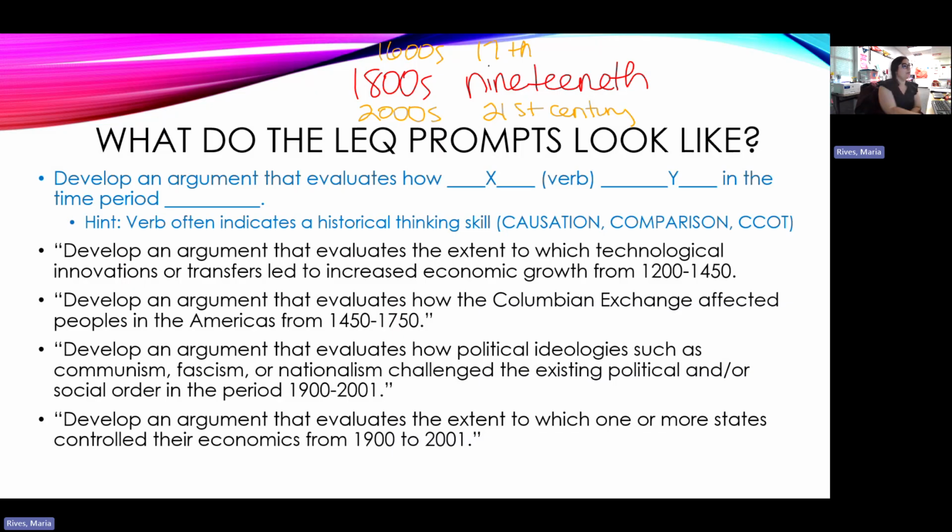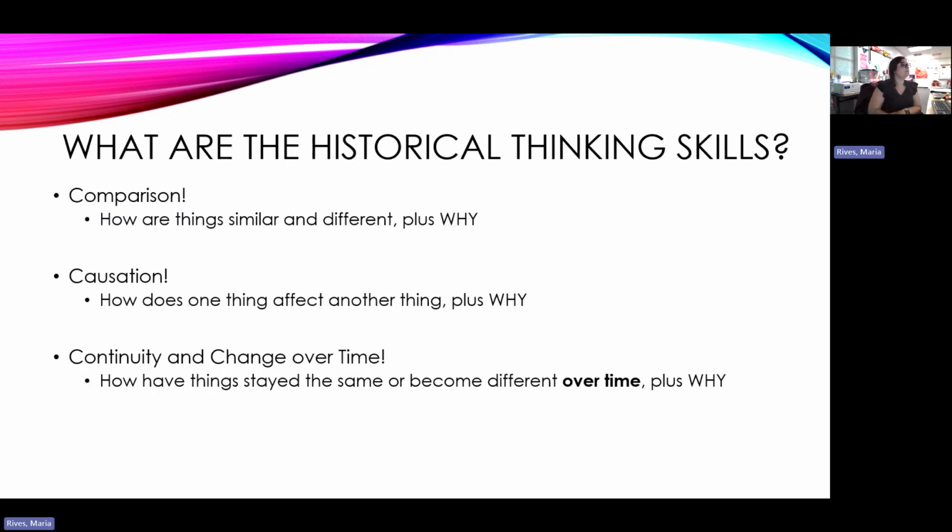Sometimes you'll get the verb challenge or transform. Challenge and transform imply continuity, change over time. Your essay would be about ways that things have stayed the same or changed over time. So try to keep that in mind. Look for the verb. Try to focus around whatever skill is attached to that verb. And I'll show you that as we get a little further in here.